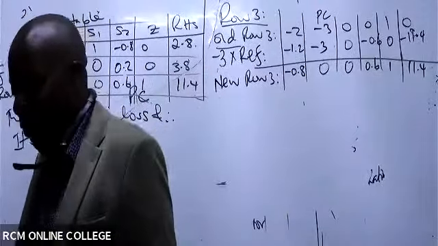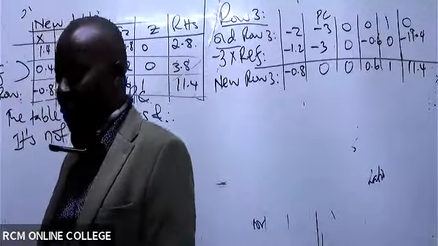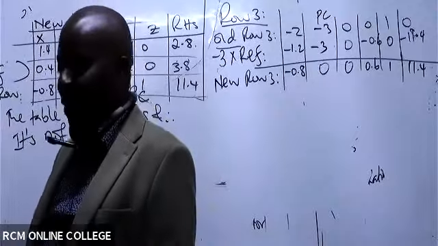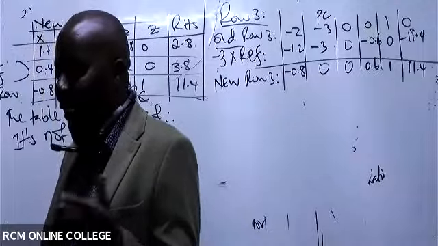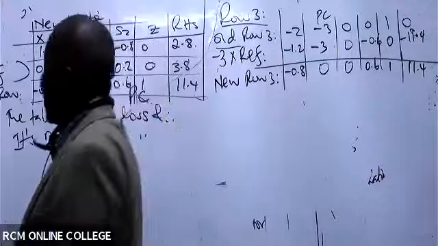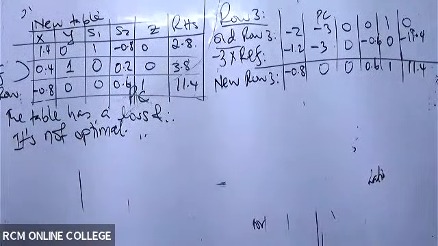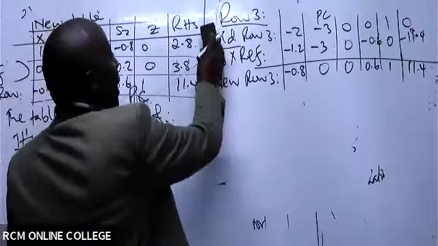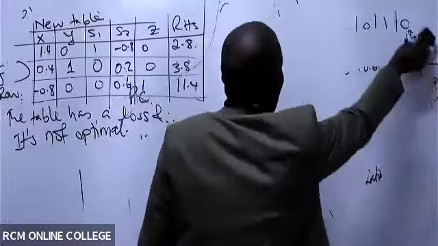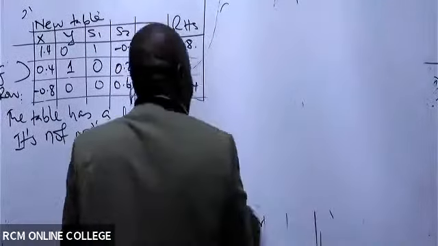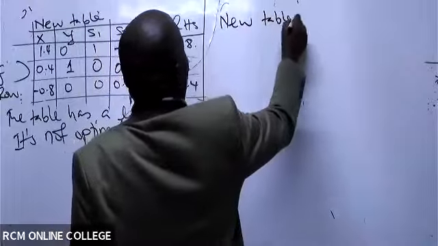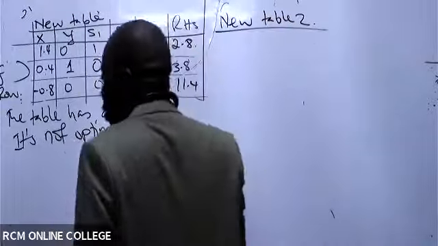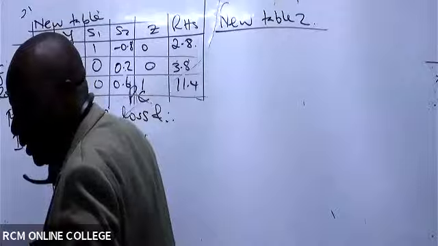If it's not optimal, what should we do? We create another table, isn't it? Yeah, you say in this case here, new table 2, you're right. So you come and tell us there, new table 2. Or table number 3.